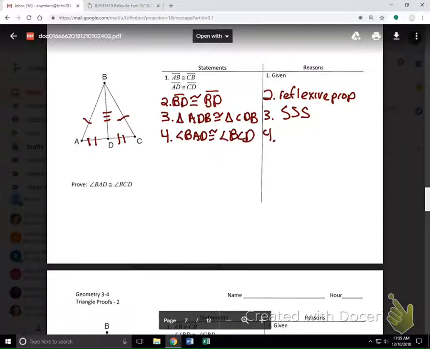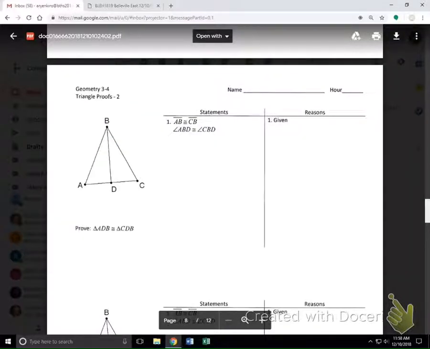And how do we know these are congruent? On the proof writing steps, this is the last thing that I had you write down. We know it by CPCTC. Corresponding parts of congruent triangles are congruent. So once you've shown that the triangles are congruent, we can pick the parts that are corresponding to say that they are congruent. So right now we have that AB is congruent to CB.